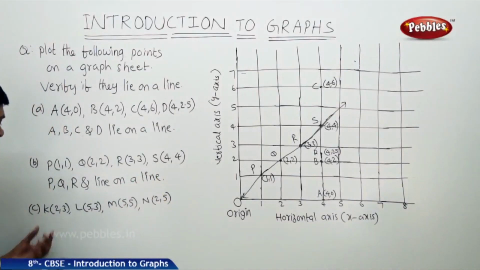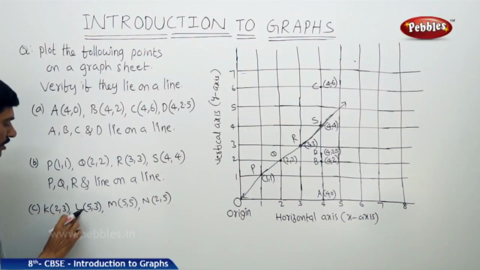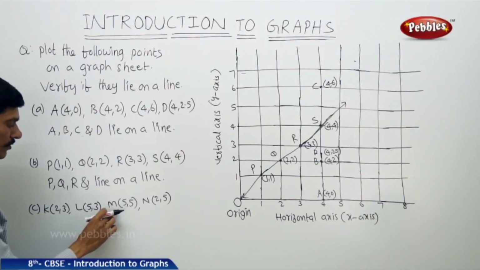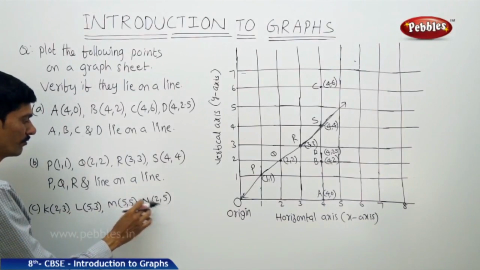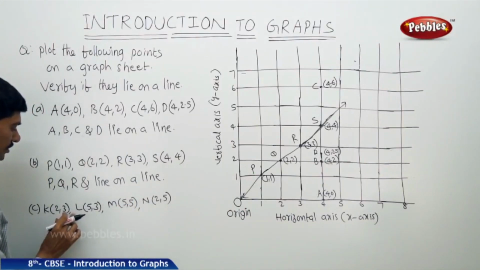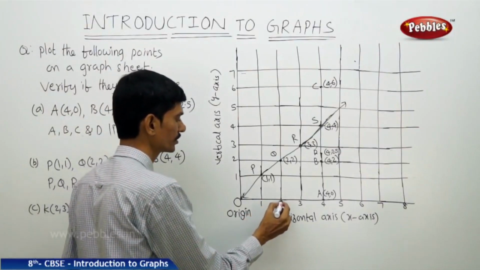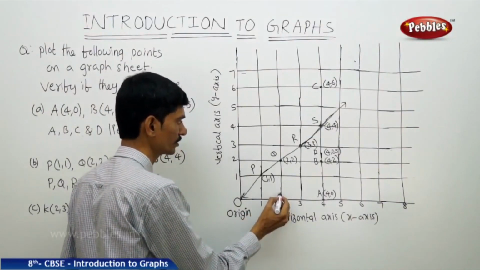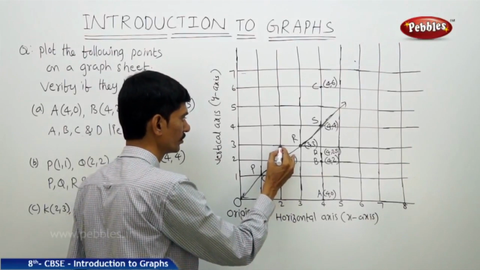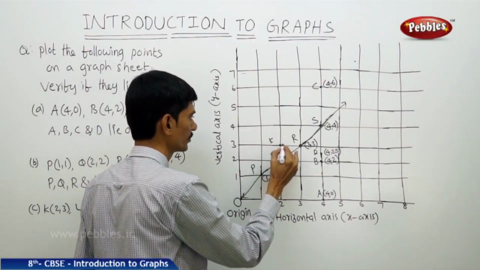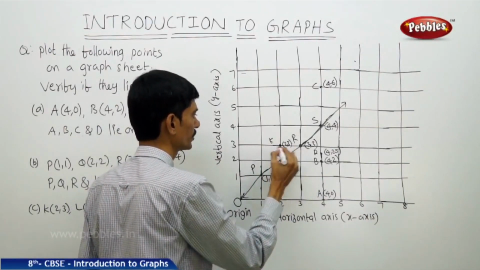Next, in the third problem, the points K (2, 3), L (5, 3), M (5, 5) and N (2, 5). So let us take the first point K (2, 3). The point (2, 3) means on the x-axis 2 and on the y-axis 3. So this is the point K (2, 3).